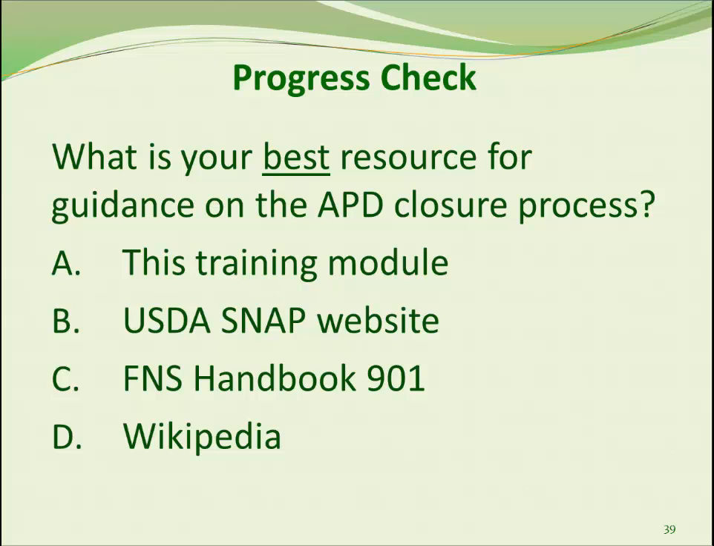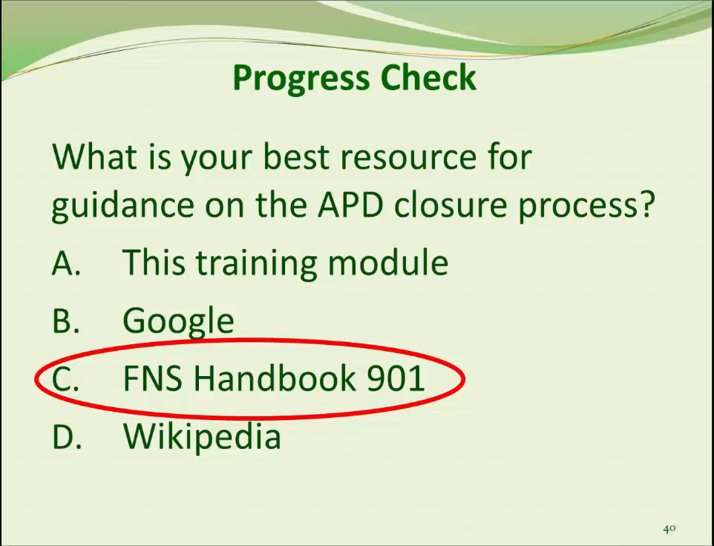What is your best resource for guidance on the APD closure process? A. This training module. B. USDA SNAP website. C. FNS Handbook 901. Or D. Wikipedia. The answer is C. FNS Handbook 901 is the best source for guidance on the APD closure process. The handbook is the go-to document for guidance on the entire APD process.